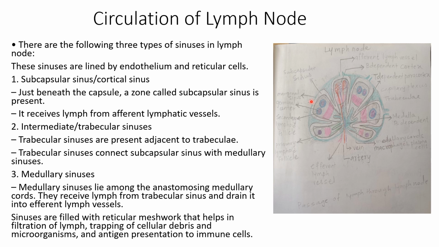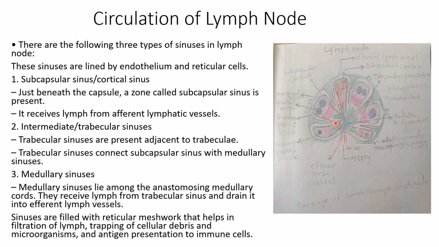They will open into the subcapsular sinus. So this is the subcapsular space present between the capsule and parenchyma of the gland. The lymph enters into the subcapsular sinus. From the subcapsular sinus, it enters into the trabecular sinus. Trabecular sinuses are present on either side of, or adjacent to, the trabeculae. These green colored structures are trabeculae. So adjacent to the trabeculae, we have the trabecular sinus.